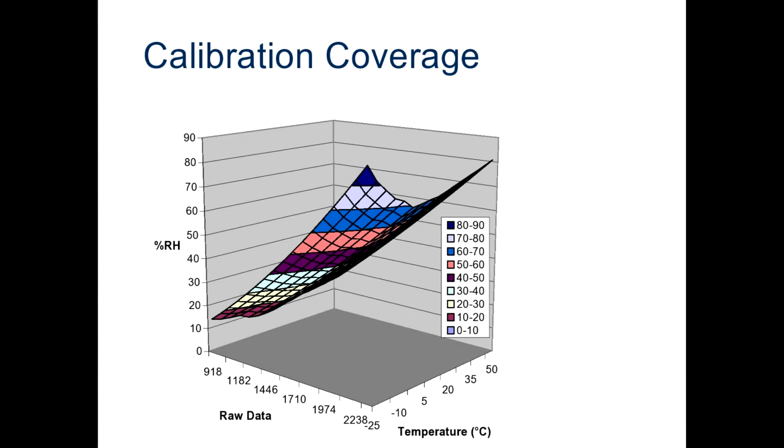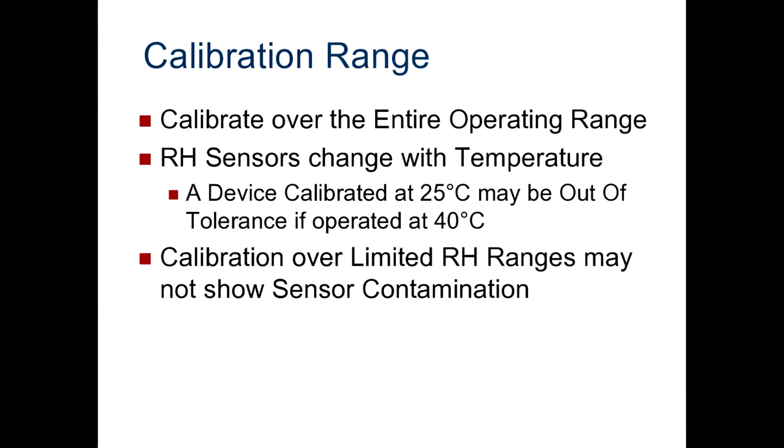In this graph, we're looking at a typical response of a humidity measurement system over a wide operating range of both temperature and relative humidity. As you can see, it is certainly not a flat plane, but quite a curve to it. So it is important to compensate for both temperature and relative humidity if we're operating a measurement device over a wide range. It's important to calibrate any device over its entire operating range.